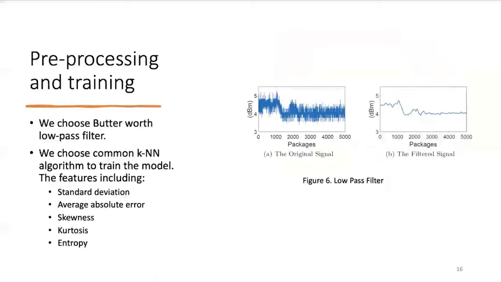The next is the processing and the training. For pre-processing, here we choose the Butterworth low-pass filter. As you can see from figure 6, the filter can denoise the raw data. And here we choose the common Cheng algorithm to train the model. And here we choose some features including the standard deviation, the average absolute error, the skewness.